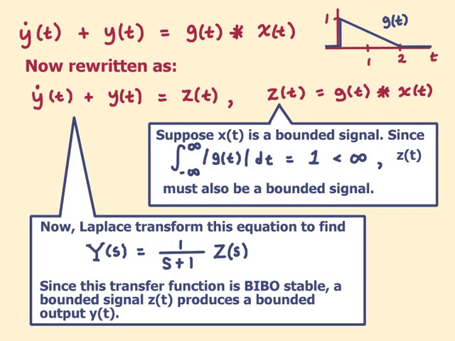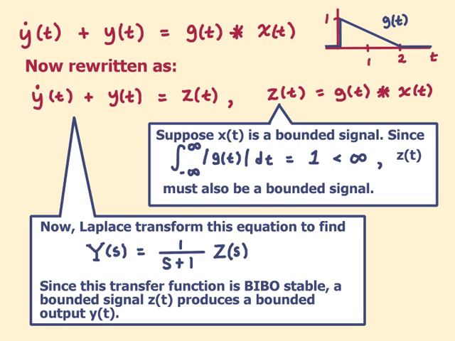So we can write our system as two equations. The first one is y dot plus y equals z, and the second one is z is the convolution of g and x. Let's look at the second one. Let's suppose x of t is a bounded signal. Since the integral from minus infinity to infinity of the absolute value of g is equal to 1, and that is less than infinity, we know that the output, z of t, must also be a bounded signal.